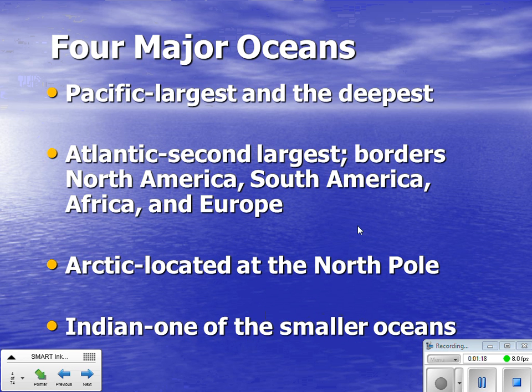Some main characteristics about each of them. The Pacific is the largest and the deepest ocean. The Atlantic Ocean is the second largest, and it borders us, North America, South America, Africa, and Europe, so it's fairly long. And then the Arctic is located around the North Pole, and the Indian is pretty much the smallest ocean. So on your notes, I would just make a couple of quick jotted down notes about each of these. The main thing is about the locations, that you know that.